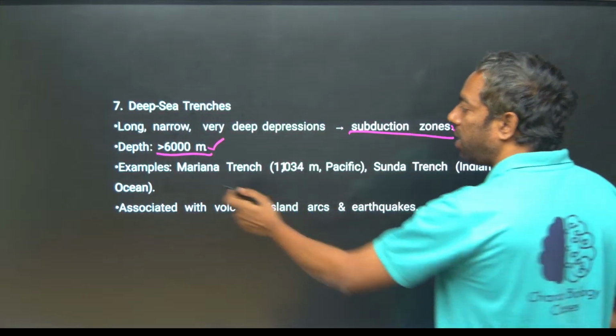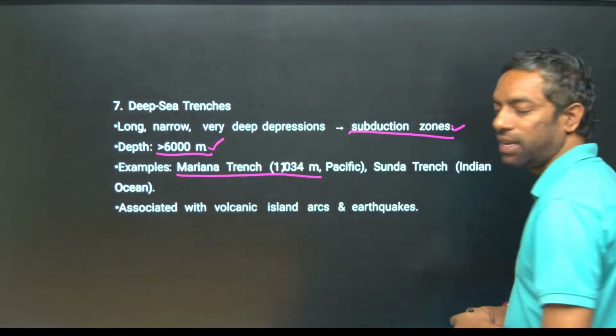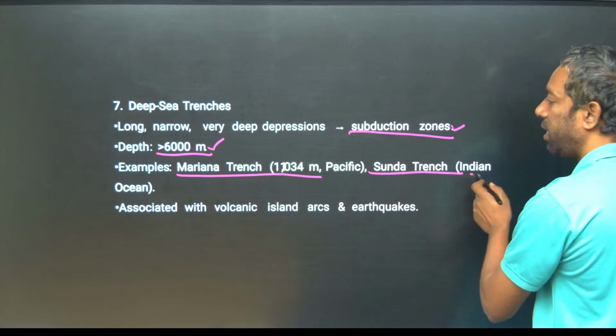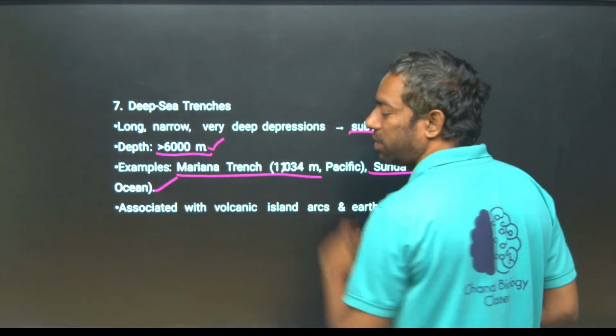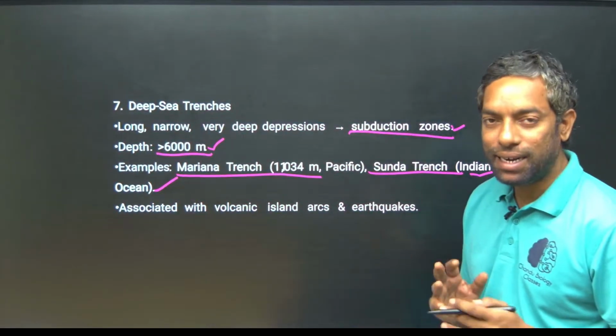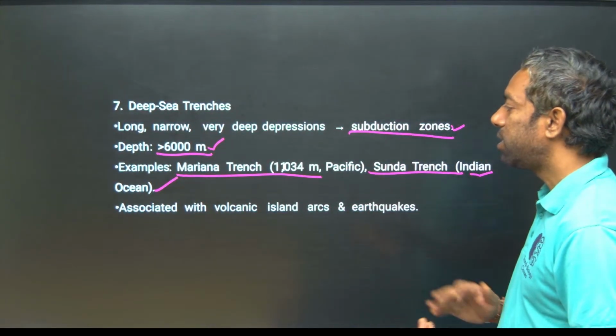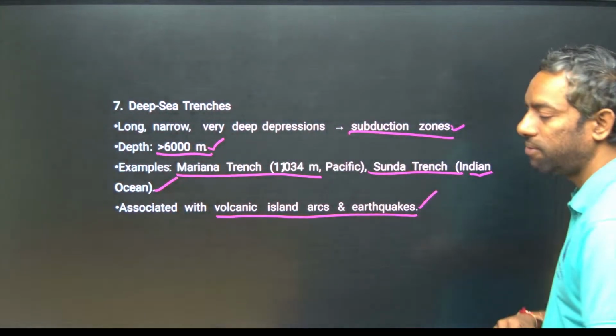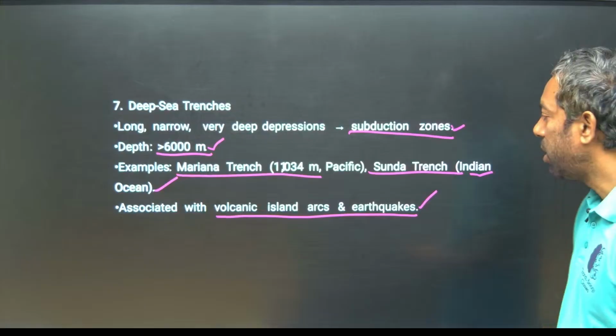These words you have to remember. Examples: Mariana Trench, which is 11,034 meters deep, in the Pacific. Sunda Trench, in the Indian Ocean, which is associated with volcanic islands and earthquakes. Okay, these are the important points, guys.